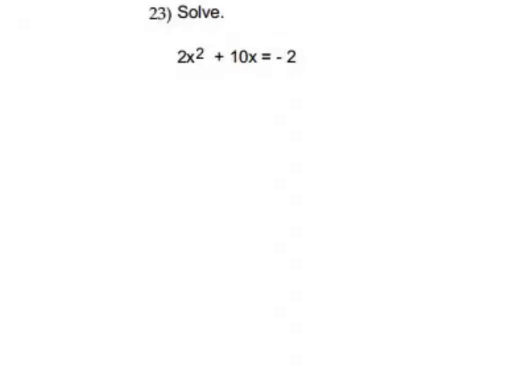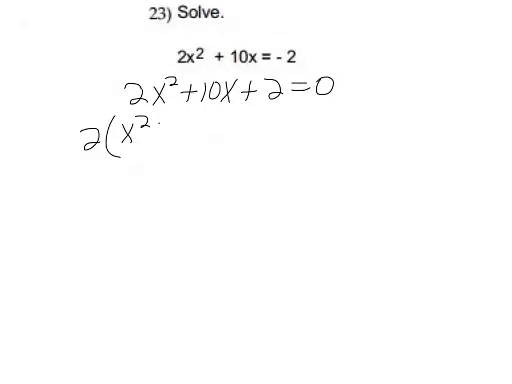Solve. Quadratic equation. I see the x squared, that's quadratic, and I see the equal sign. So with the quadratic equation, we want to get it equal to 0 and see what we can do. So if I just move everything to the left side, that minus 2 will be a plus 2 on the left. I can factor out the 2, x squared plus 5x plus 1.